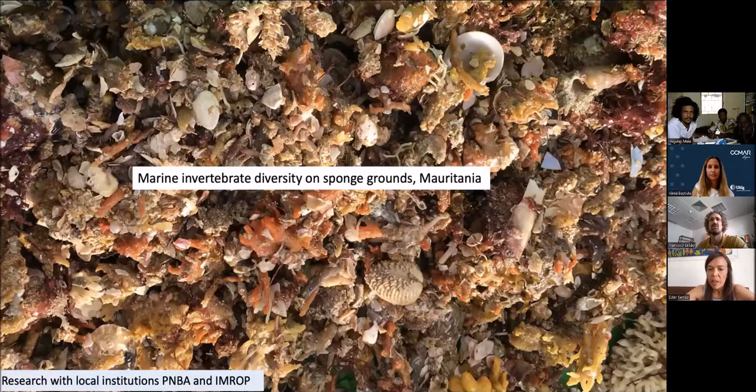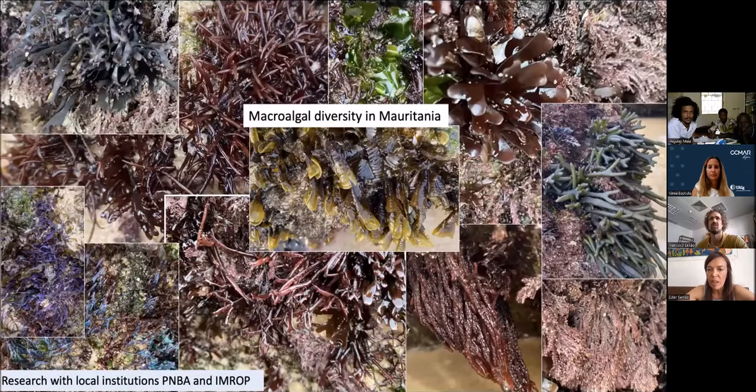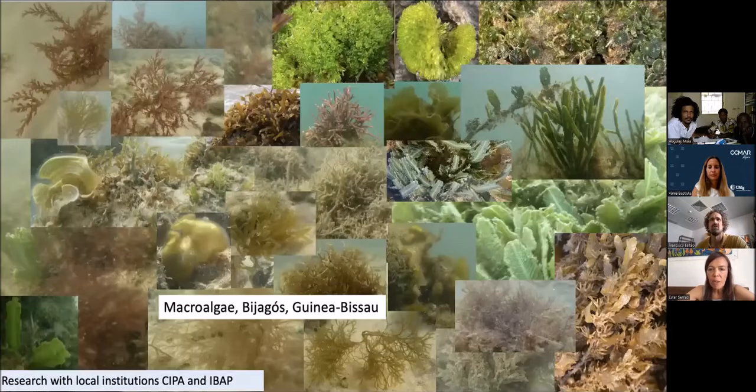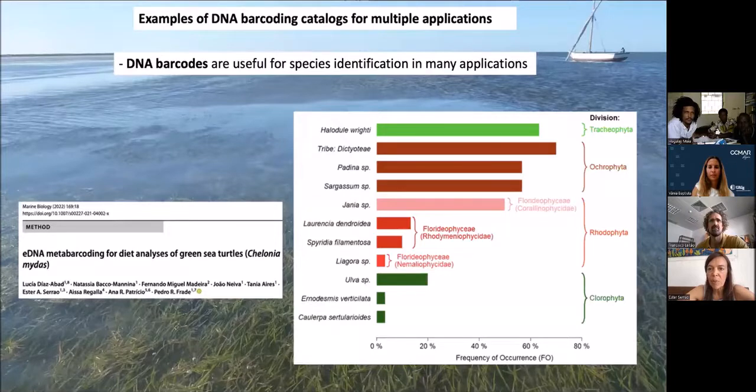Examples from Mauritania of our sampling, macroalgal diversity as well, macroalgae of Guinea-Bissau, for example. All these species have been barcoded, so we have a molecular identification for all of them. And here are some examples of how you can use these DNA barcodes. For example, here you see the identification of the diet of sea turtles. Green turtles from the Bijagós have been identified using these DNA barcodes, where the species barcode can be used to identify what is present in swabs of the esophagus.